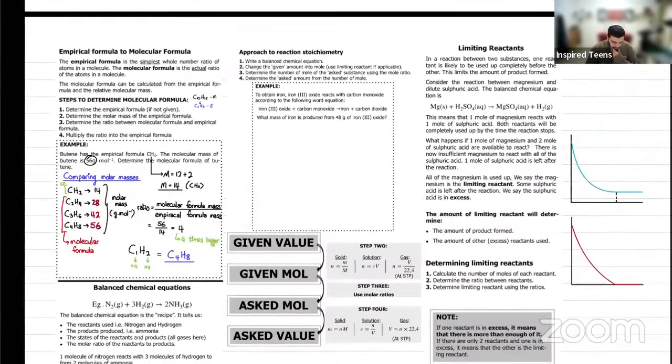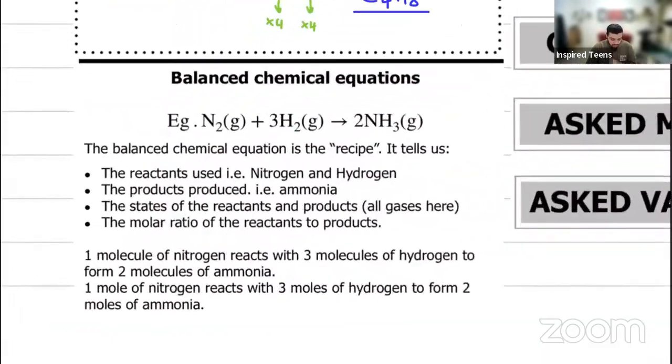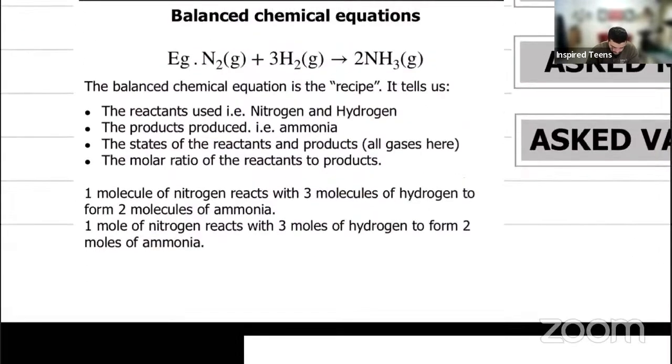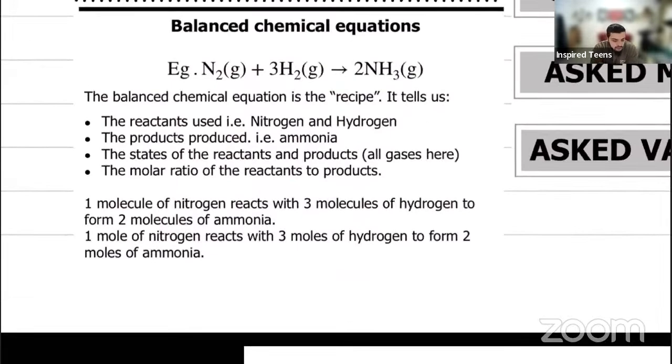We have balancing chemical equations. So balanced chemical equations, example N2 plus 3H2 gives us 2NH3. The balanced chemical equation is the recipe. It tells us four things.